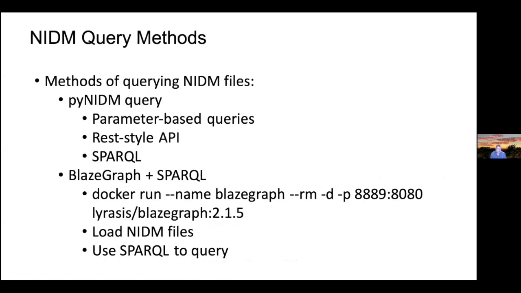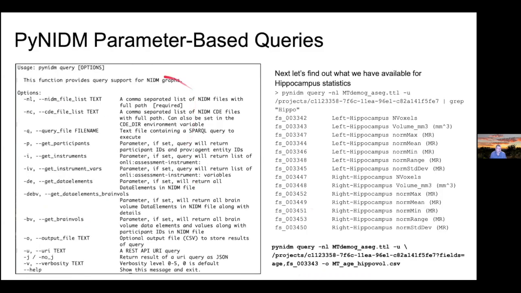And you can then go in and use that for querying. Now, within IDM, there are a number of query methods. Some of them are a little simpler to use, and so there is a PyNIDM query, which are parameter-based or REST-style API queries, and then there is the ability to use, for example, Blazegraph and SPARQL, or just run SPARQL on local IDM files in your local system. And so parameter-based queries, again, if you go to the instructions, there are a number of different options in terms of what one can do with a PyNIDM query.